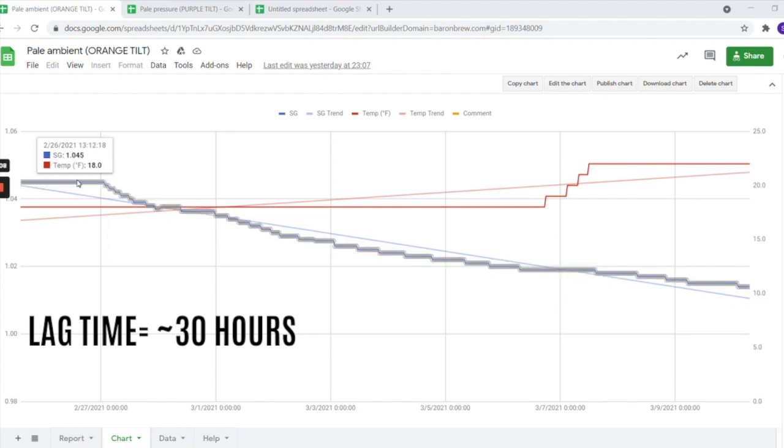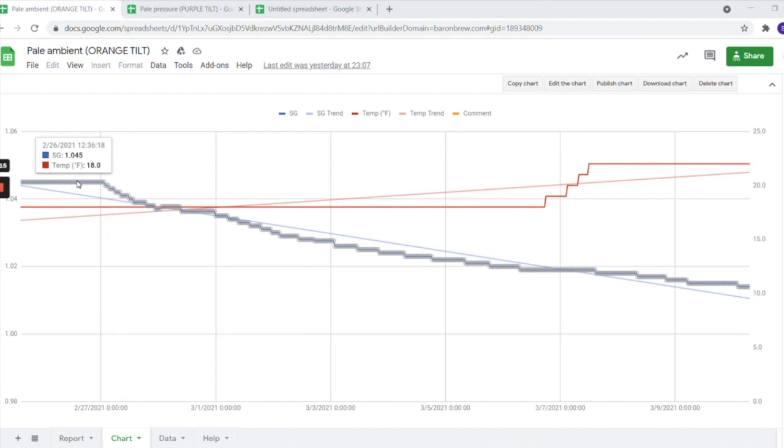That amount of lag time is quite standard for any dry yeast. I think even on the Fermentis website, the typical lag time for US-05 that's stated is between 24 to 48 hours. So that reading is quite expected there.